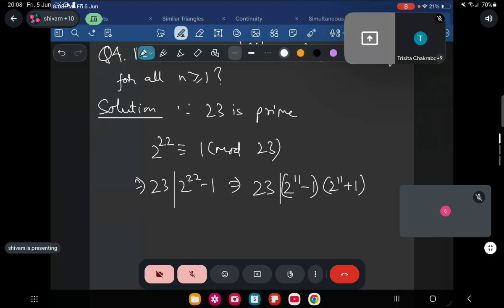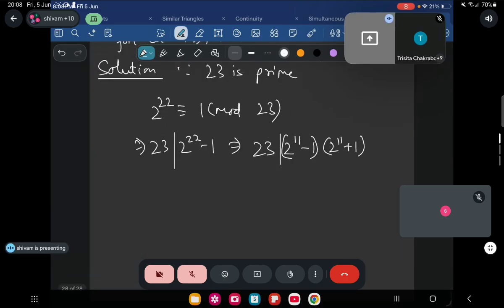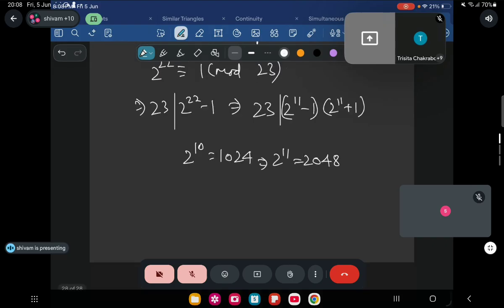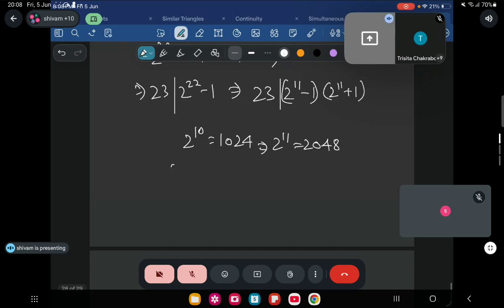Right, tell me. Okay, 23 will either divide 2 to the power 11 minus 1 or 2 to the power 11 plus 1. Whether it is plus or minus, we have to check. 2 to the power 10 we know is 1024, and 2 to the power 11 is 2048. Let us divide 2048 by 23. How much are we getting? 23 times?